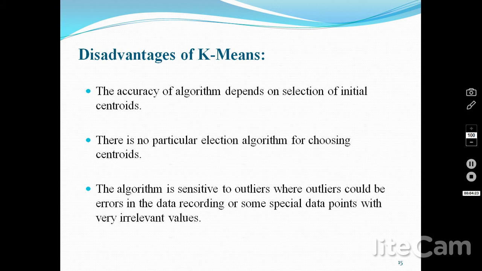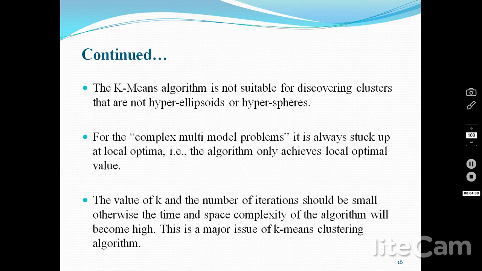Disadvantages of K-means. The accuracy of the algorithm depends upon the selection of initial centroids. There is no particular selection algorithm for choosing centroids. The algorithm is sensitive to outliers, where outliers could be errors in the data recording or some special data points with irrelevant values. The K-means algorithm is not suitable for discovering clusters that are not hyperellipsoids or hyperspheres. For complex multimodal problems, it is always stuck at local optima. The algorithm only achieves the local optimal value.